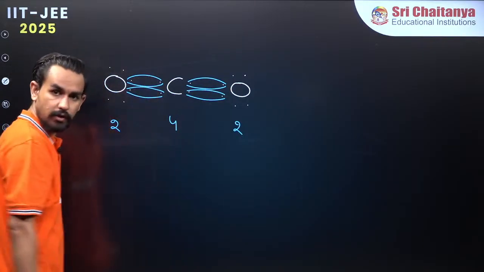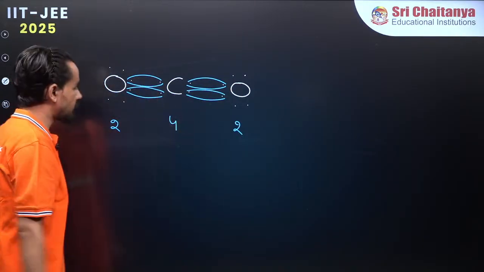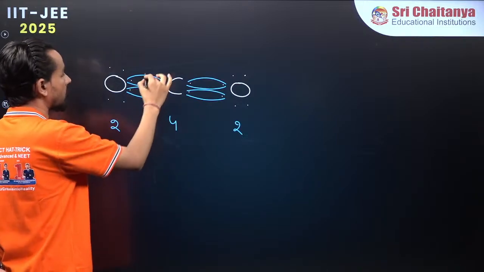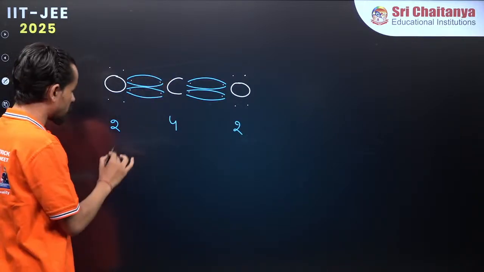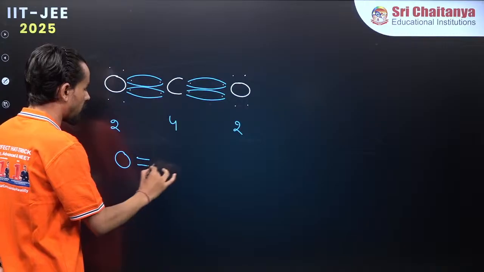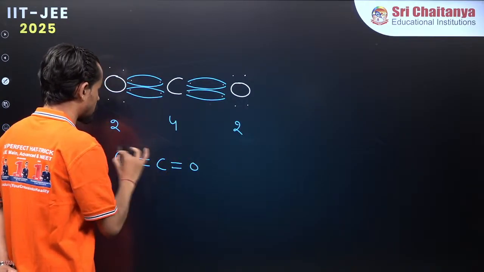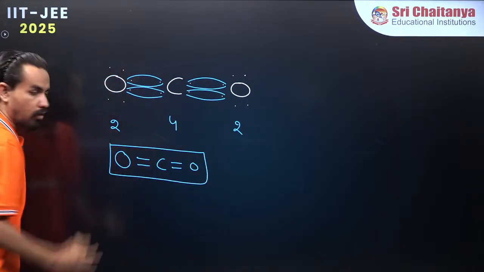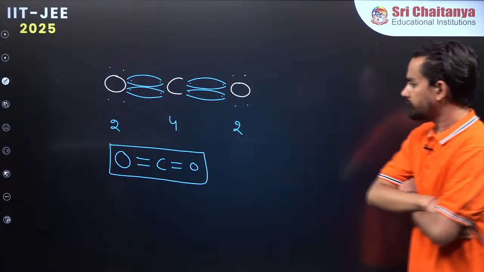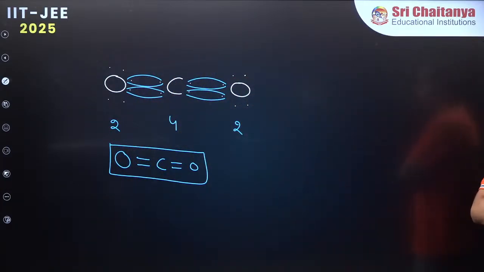And this is how carbon got 1 2 3 4 shared, 2 on left side, 2 on right side, and you know 2 electrons will form 1 covalent bond, so it will be oxygen double bond carbon double bond oxygen. That is the thing, okay.